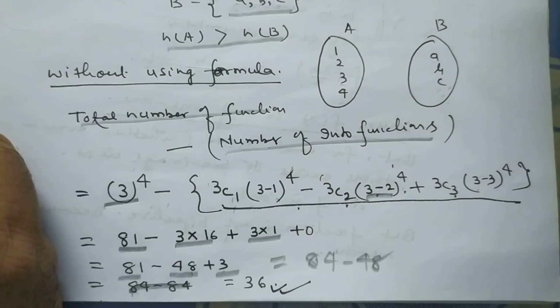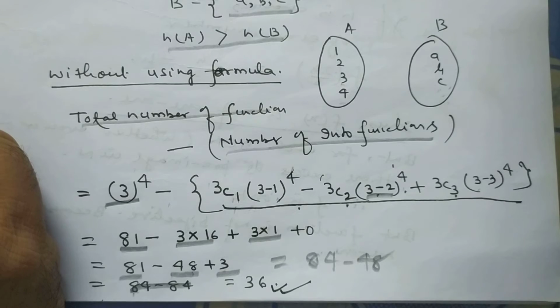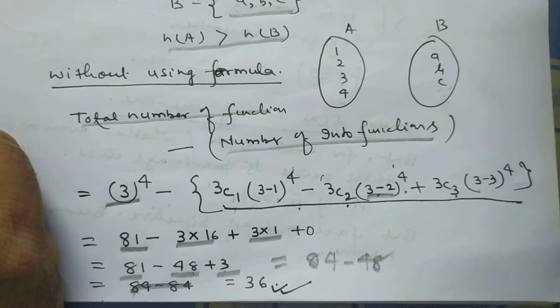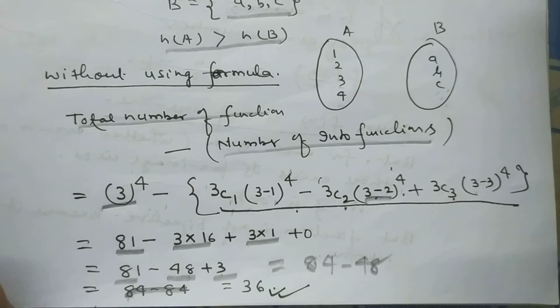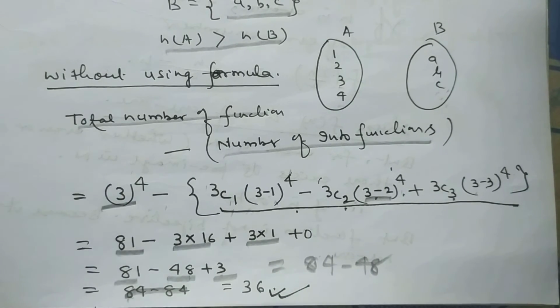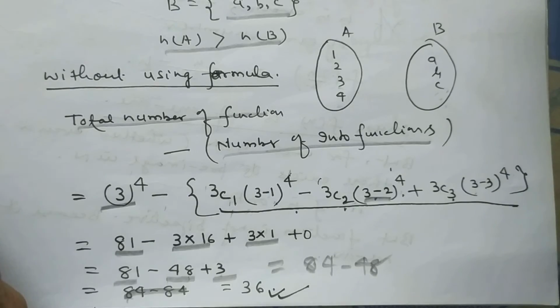This is easy. Students can easily understand this method. The total number of functions minus the number of into functions is equal to the number of onto functions.